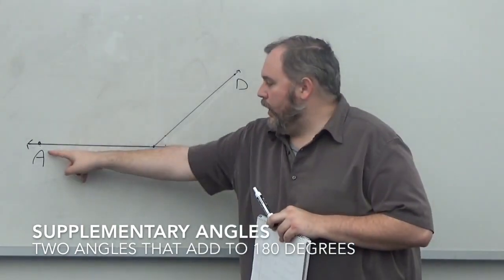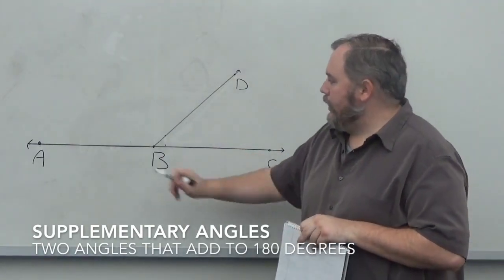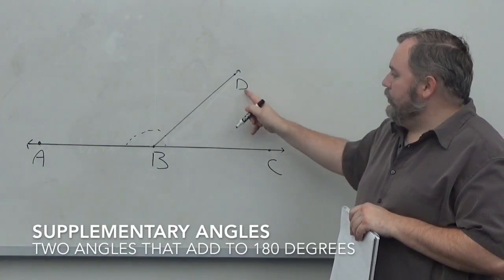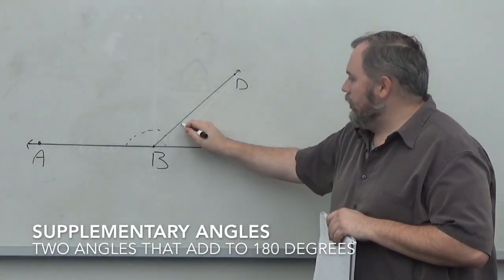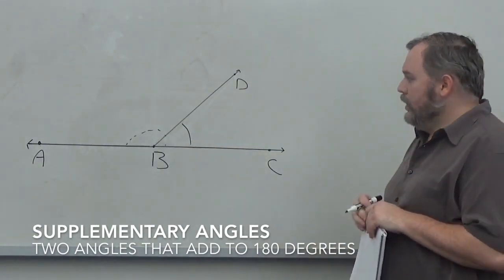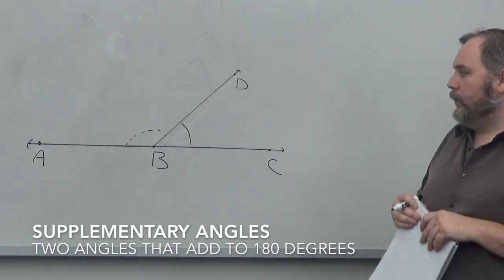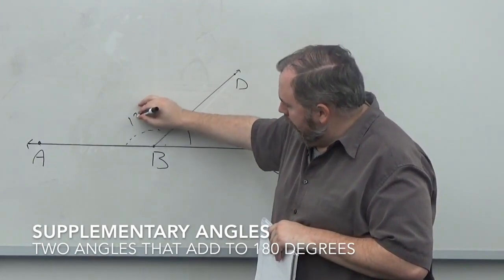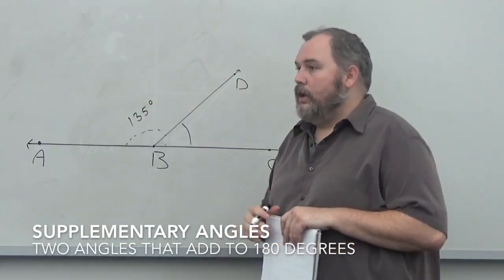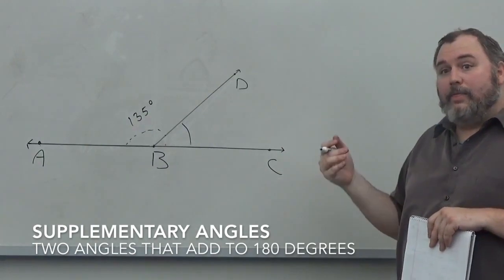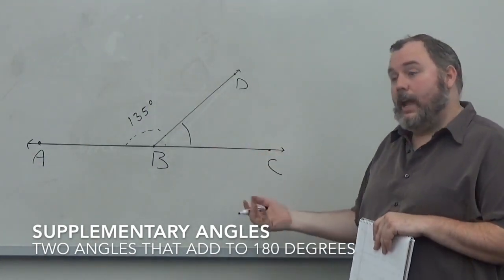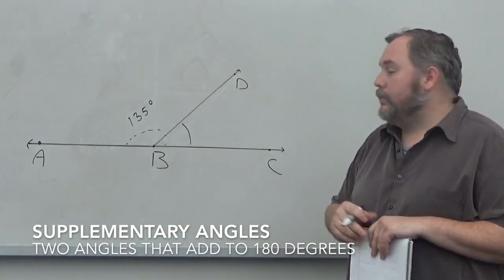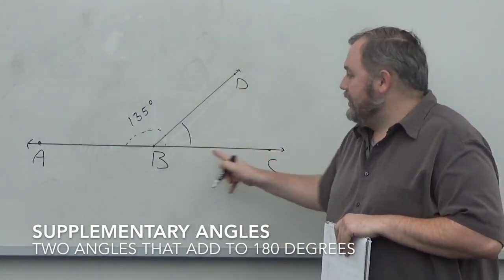I have angle ABD, so that would be this guy right here, all right? And then I have angle DBC, which would be this guy right here. Now, for the sake of argument, let's just say that ABD is worth 135 degrees. Well, we know that these two are supplementary angles. So if angle ABD is 135 degrees, how do we find what DBC is?